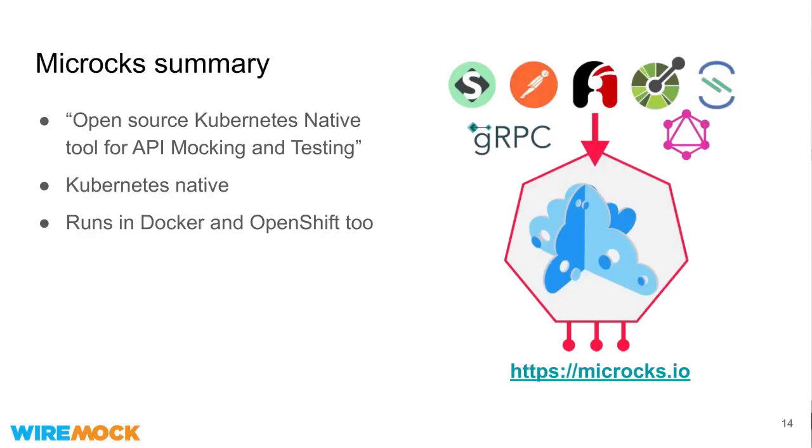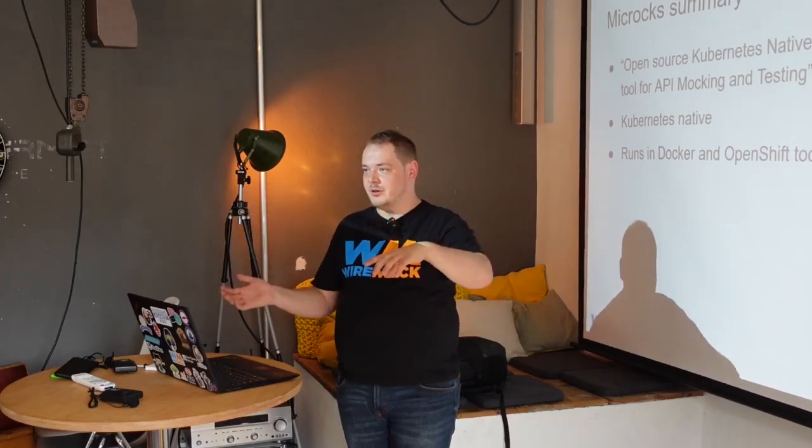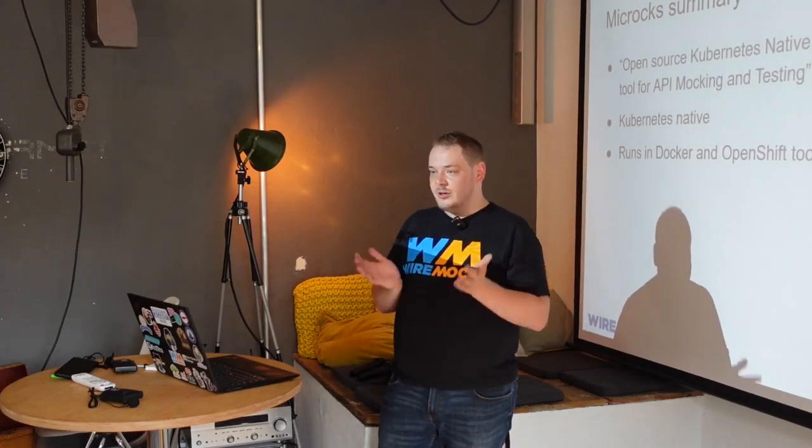Microcks is that you take a standard specification, for example, OpenAPI, AsyncAPI, and then basically from this specification you create a mock definition. So basically you say that for one particular request, whether it's a gRPC call, whether it's a REST API endpoint, for these parameters, maybe for this header, or form parameters, etc., there can be a lot of things, you provide this particular response.